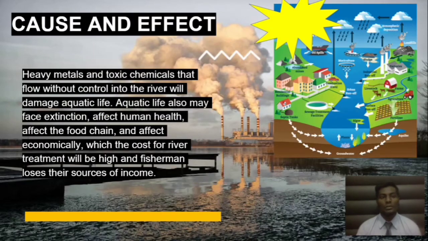So, as we all know, regarding cause and effect, heavy metals and toxic chemicals that flow without control into the river will damage aquatic life. Besides, aquatic life may also face extinction, and it also affects human health, affects food chains, and affects the economy, as the cost of river treatment will be high. It also makes fishermen lose their sources of income.